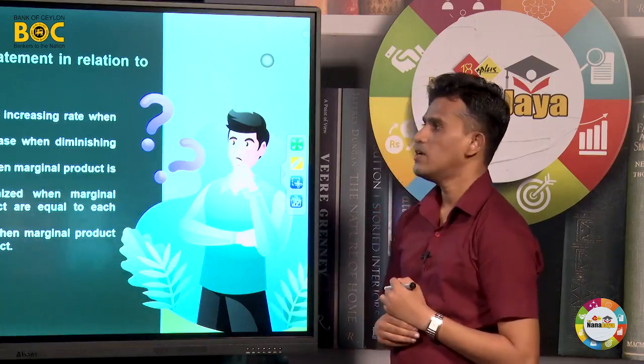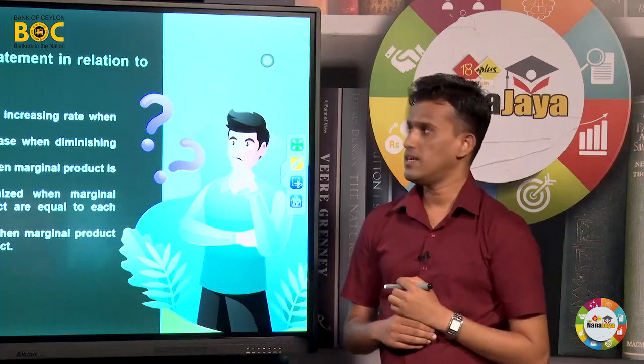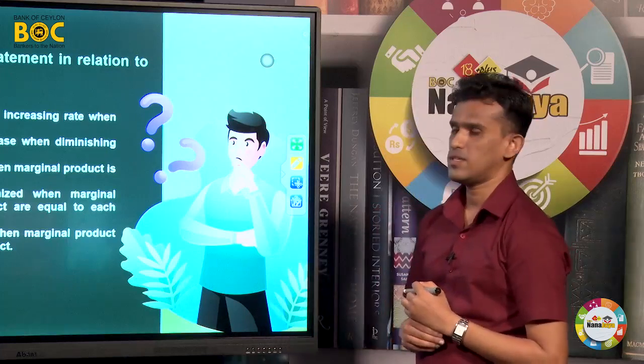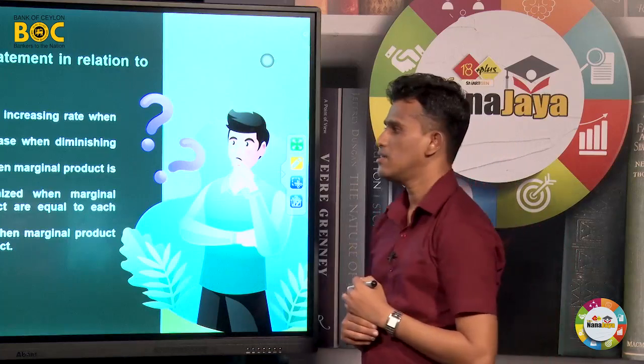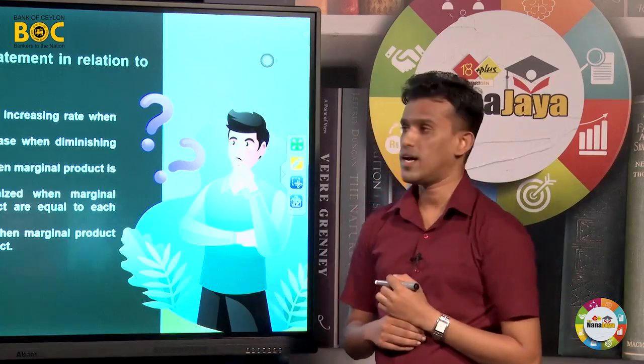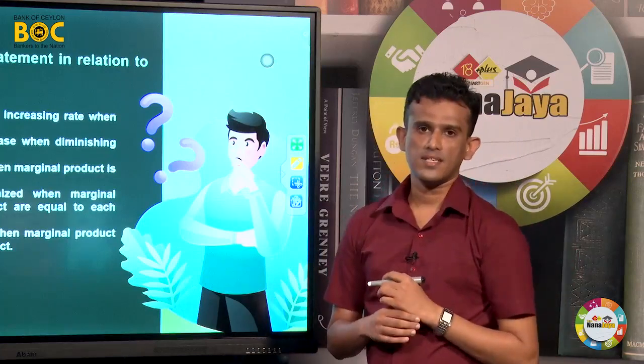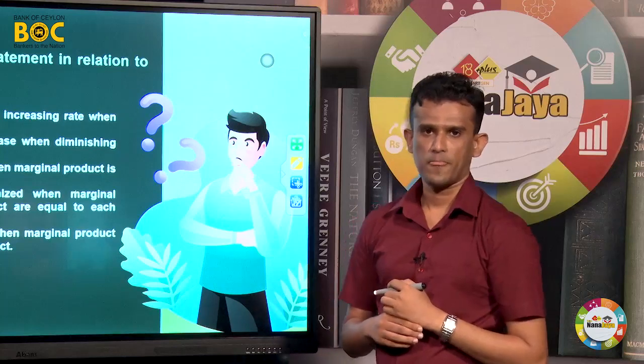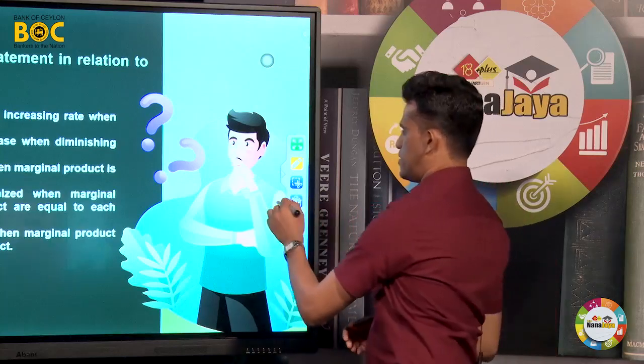So, we are supposed to identify the incorrect statement out of these statements. The second statement is the incorrect statement. So, we should identify the second answer as the answer here. Right, we will move on to the next question.